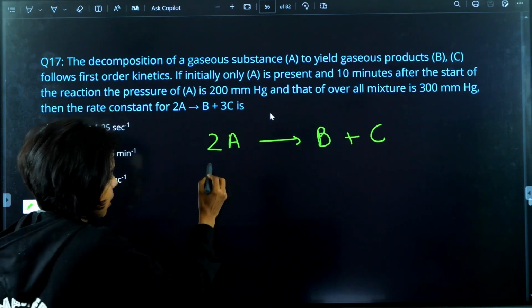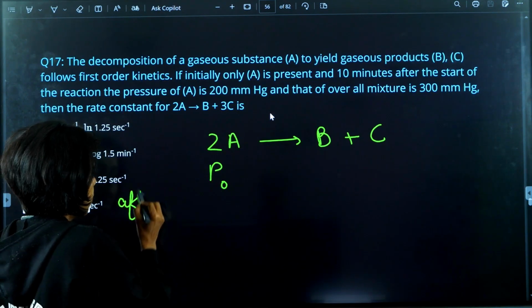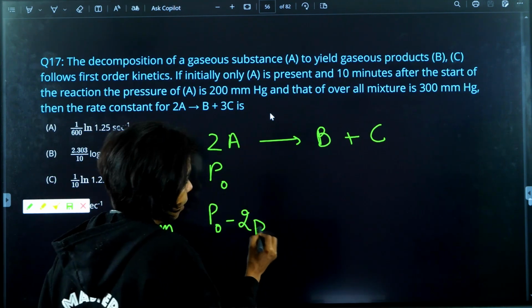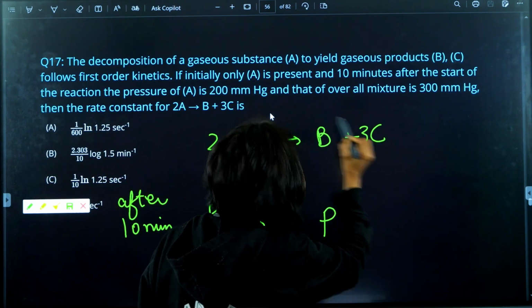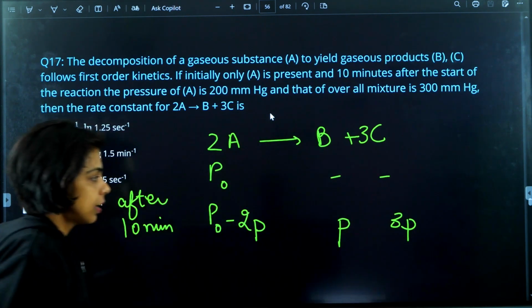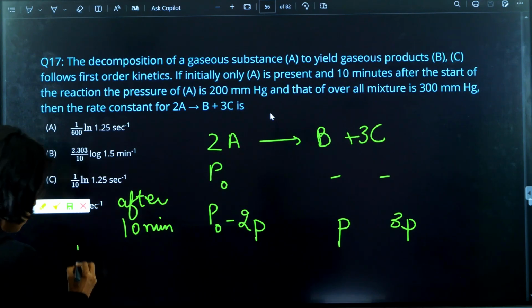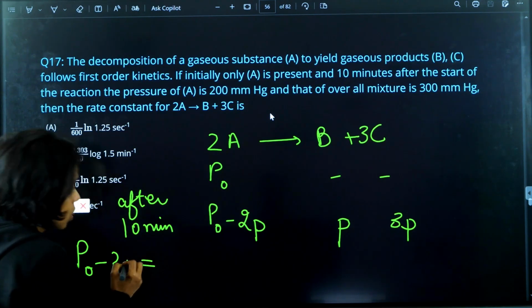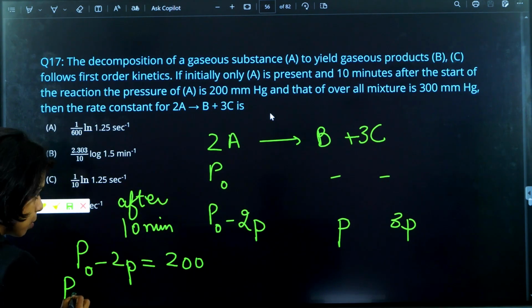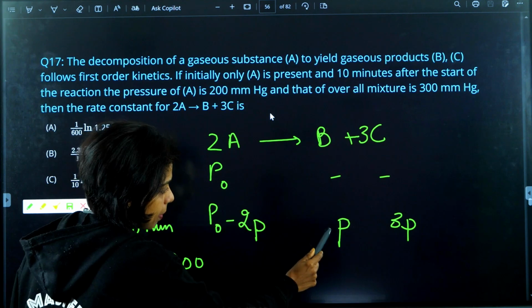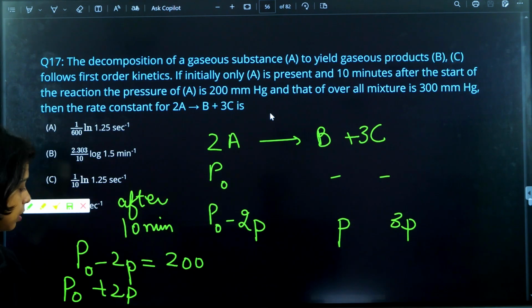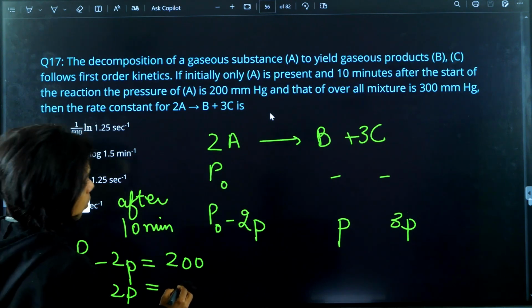This gaseous reaction, suppose the initial pressure is P naught. After 10 minutes, the pressure of A is P naught minus 2P, and B and C become P each, so the total becomes P naught plus 2P. Got it? So we are given P naught minus 2P is equal to 200, the pressure of A after 10 minutes, and also the total pressure, P naught minus 2P plus P plus P, that is P naught plus 2P, is equal to 300.